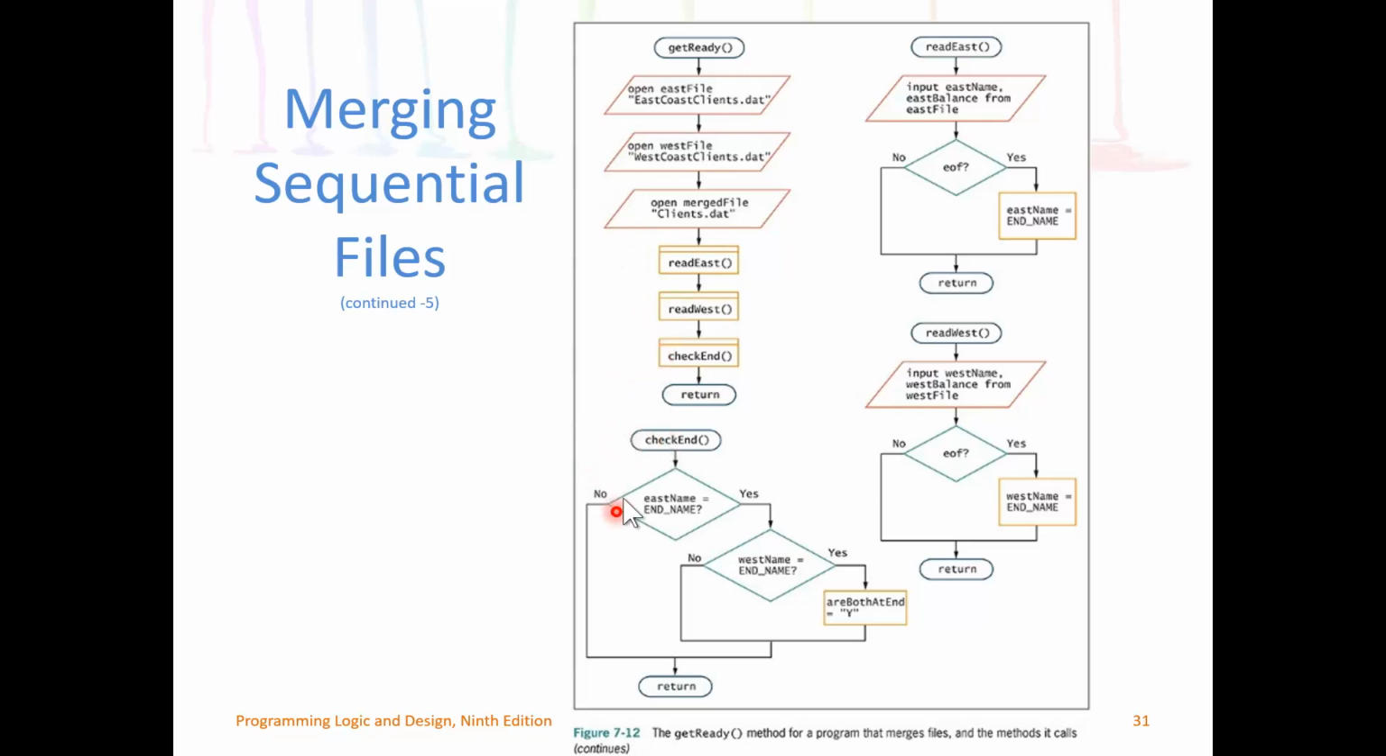Now, what check for end does is, if East is at the end name and West is at the end name, we're going to set our flag to yes. Or in C++, you'd probably have a Boolean and set it to true. So that's all check for end does, is check to see if both files are closed. So when we read from East, we're going to input 1 record, and if we're at end of file, we're going to set the East name to end name, and the same thing in West.